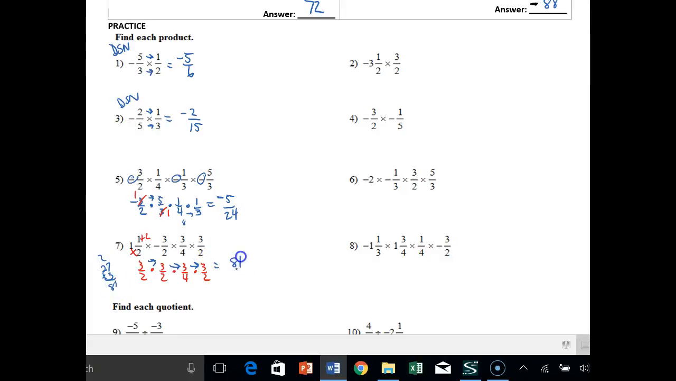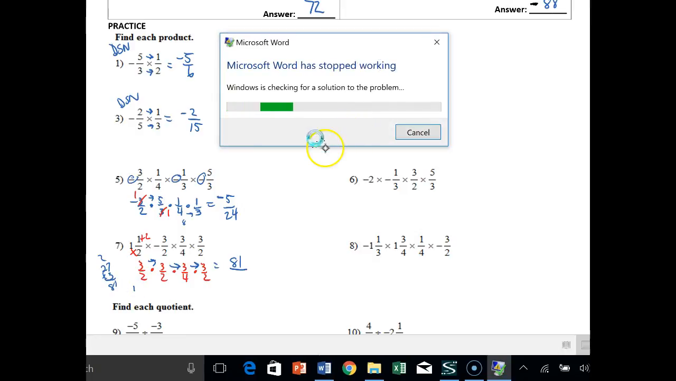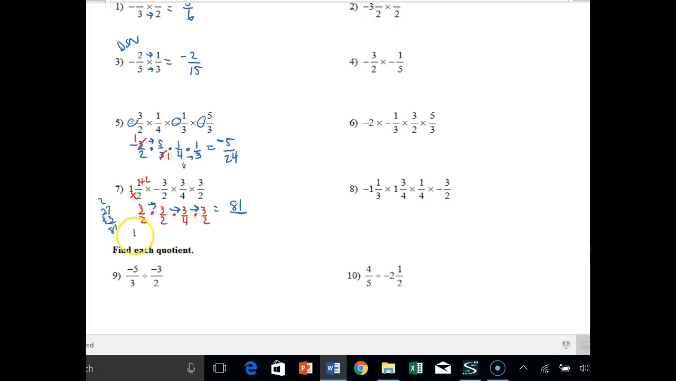So you have 81 over 2 times 2 is 4. 4 times 4 is 16. And 16 times 2 is 2, carry the 1, 32, right? So I am okay with you leaving it 81 over 32 right now. I only had one negative, so my answer is negative, right?